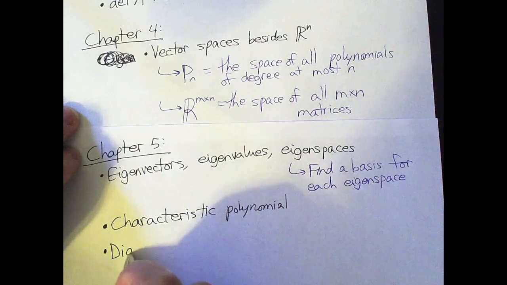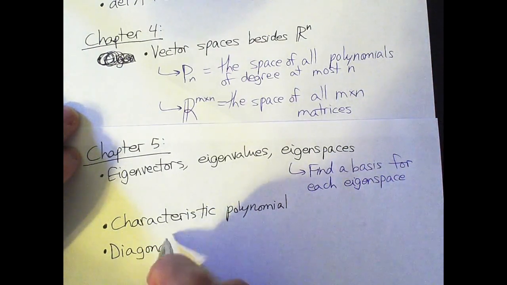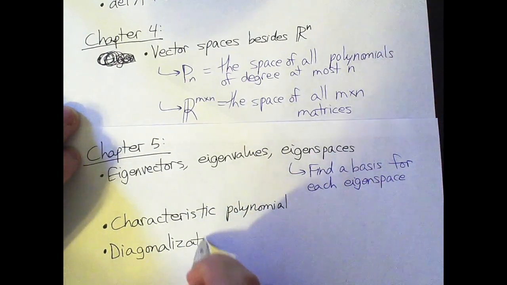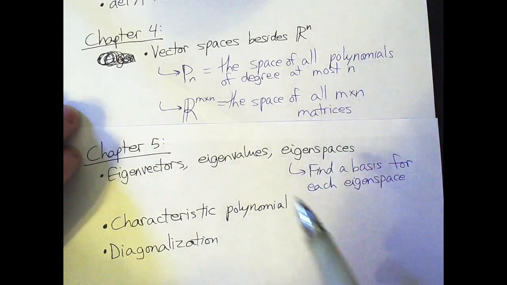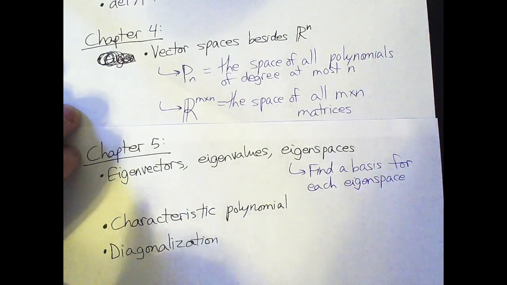And then we looked at diagonalization. Diagonalization is sort of an application of this, and not every matrix is diagonalizable. But if a matrix is diagonalizable, we found how to find the matrices associated with that.